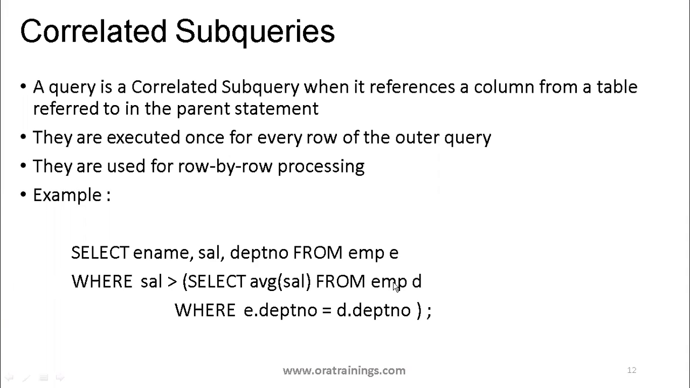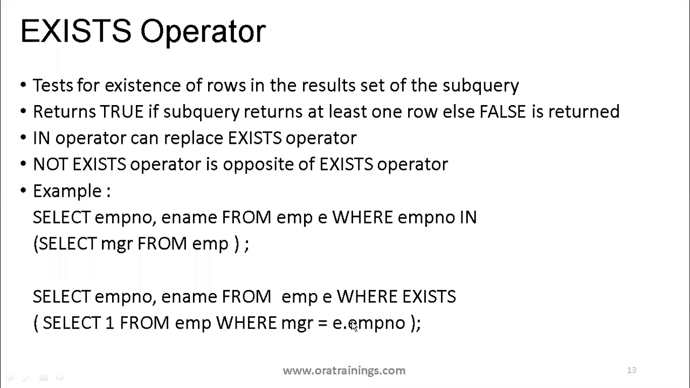Okay, so in this one, here what are we having? This particular subquery will be executed for every row of the parent. Why? Because we have joined the employee with the department here. E dot department number is equal to D dot department number, right? That's why it is called a correlated subquery.